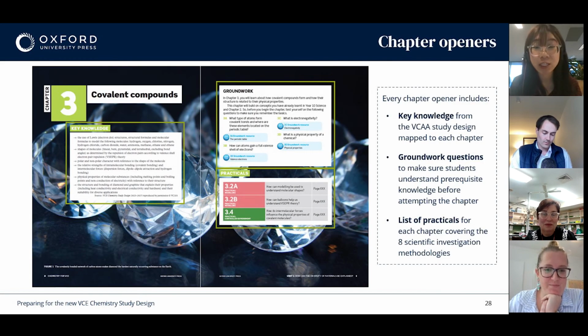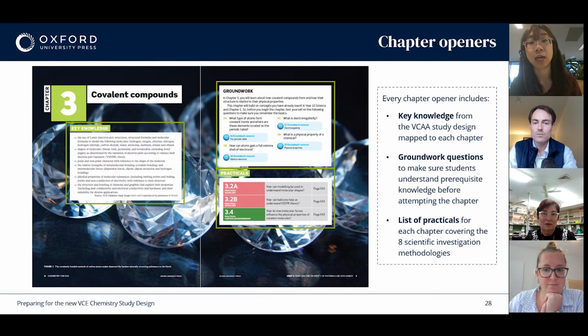Alrighty, so each chapter is directly mapped to a section of the VCAA study design. Chapters are then broken down further into topics according to each individual key knowledge dot point. All of the dot points for each section are included within the chapter openers, and in the case of covalent compounds, we've got 6 key knowledge dot points, and they correspond to 6 topics within the chapter. In this chapter opener, you can also find groundwork questions.